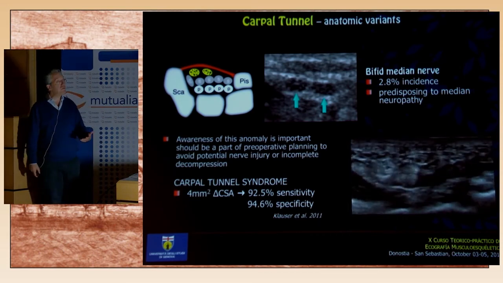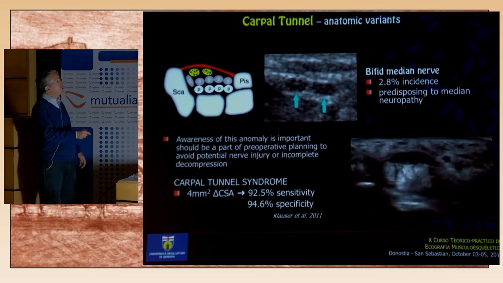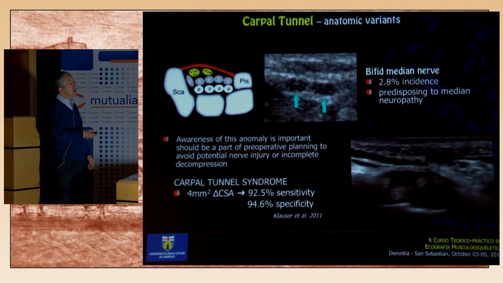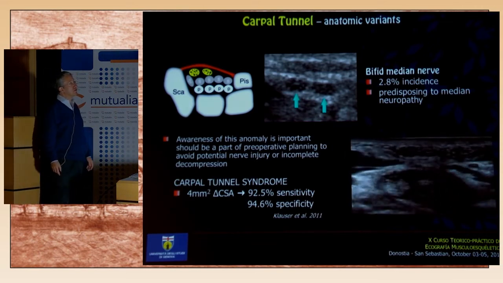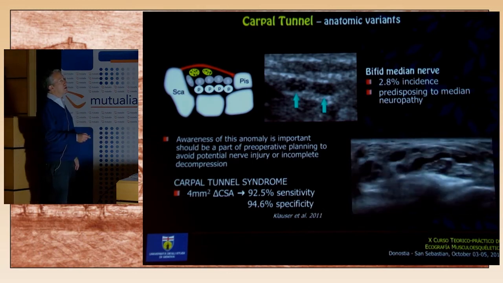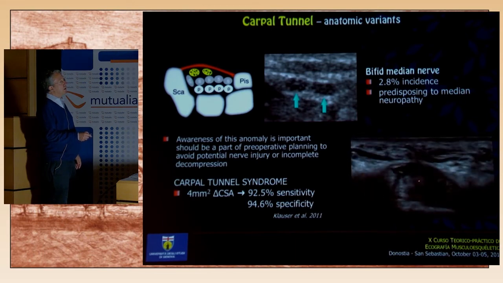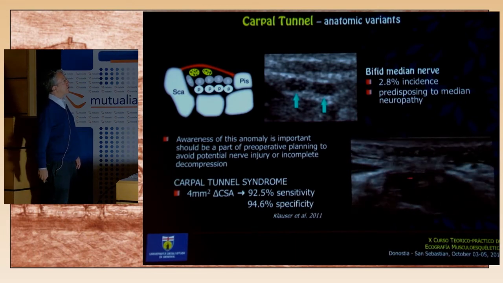I reported these measurements, but I don't love to spend much time with this. If you drive the probe from proximal to distal, in many cases the diagnosis is so evident you can perceive that the nerve is compressed. This is a bifid. It's very thickened proximally and then flattened within the tunnel.